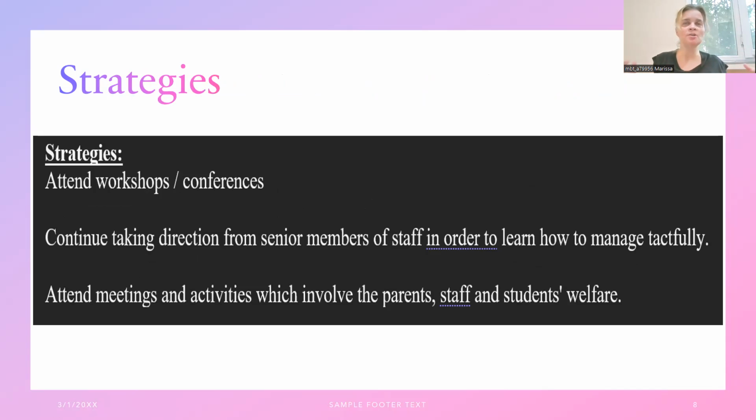Strategies. Strategies are like, what are you going to do in order to achieve your goals, right? That's what a strategy is. So a strategy might be that I attend more workshops and conferences. Okay, a strategy might be that I continue taking direction under the mentorship of senior members of staff so that I can learn how to manage tactfully. And then, of course, you must attend meetings and activities which involve the parent, staff, and student welfare. What other things do you think I could have done in order to reach my goals?